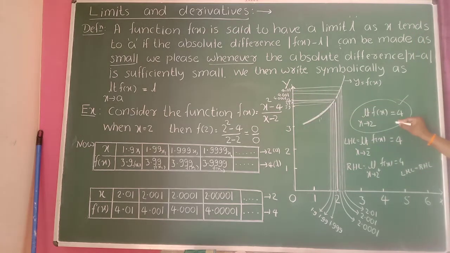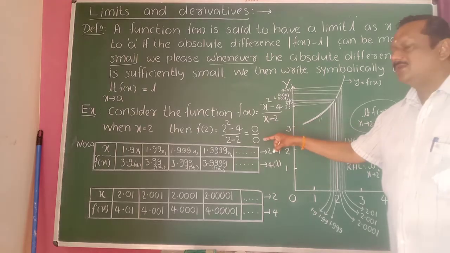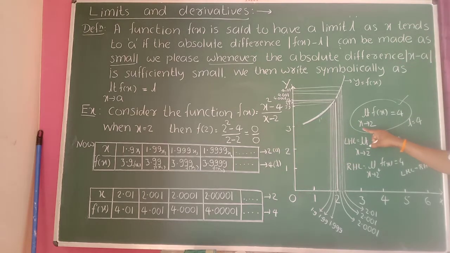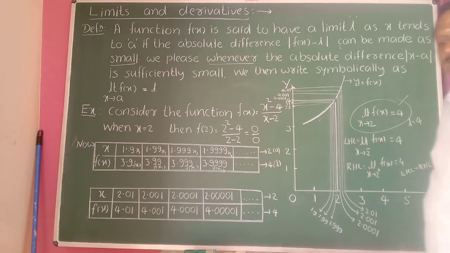Therefore, the value of the limit is 4 as x tends to 2, not exactly 2. At exactly 2 it is an indeterminate form, so what we do is say x tending to 2. Okay, so this is the notation of the limit here. Therefore, in this example the value of the limit is 4.